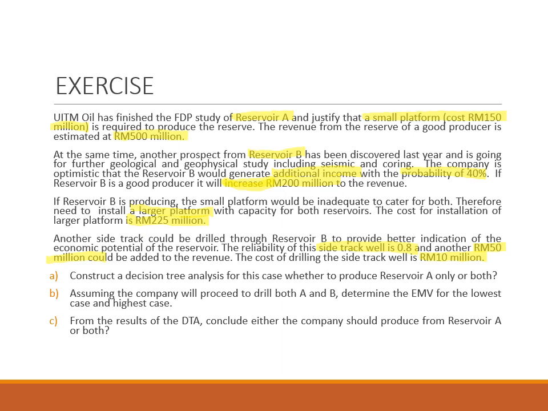So construct a decision tree analysis for this case, whether to produce A only or do both. And then assuming that you will proceed to drill both A and B, determine the EMV for the lowest case and the highest case. And then from the results, decide on which one to produce or to decide on your decision.